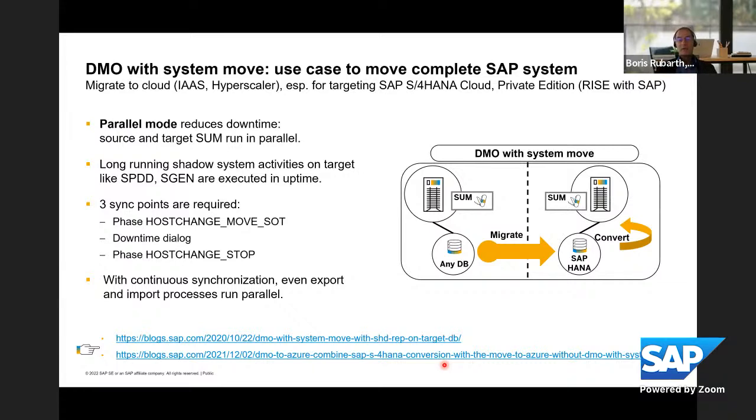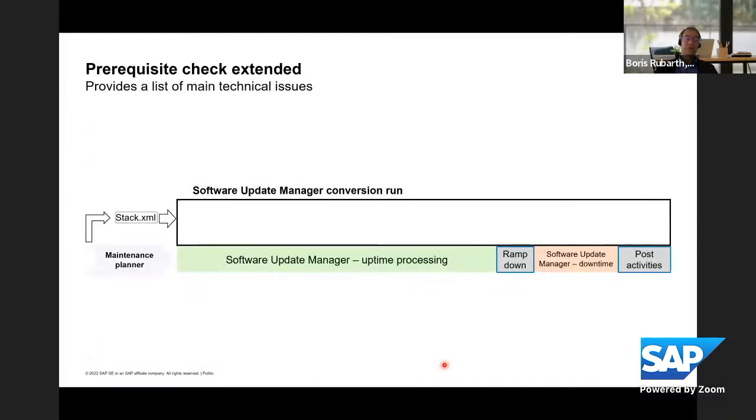But now I would like to come back to the software update manager in general and this prerequisite check extended that I've already advertised. So the prerequisite check extended is a good starting point. It's not required, but we recommend you to consider this. Let's see how a real conversion run, if you start on Sandbox, may look like. We start, of course, with the maintenance planner. The tool is providing the stack XML, the software archives. Then you start the software update manager, and you may run into the first issue.